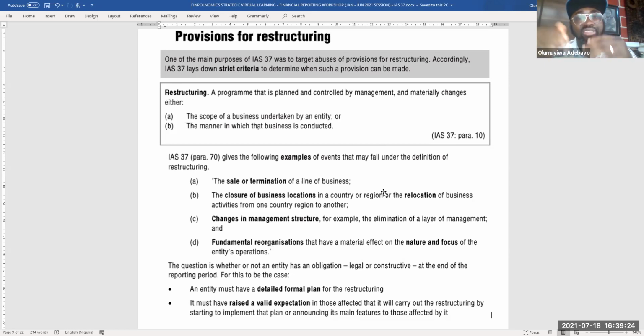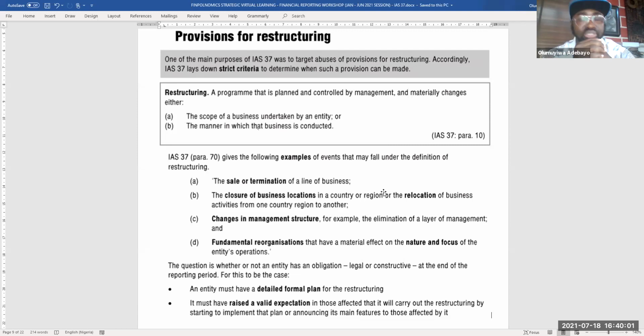Now, every cost associated with restructuring or incidental to restructuring is what we call restructuring costs. But the question then is, are all restructuring costs going to be provided for since they are future costs? If you go back to our discussion earlier, we said you don't provide for future operating losses, but can we provide for future costs? If you want to provide for future costs, certain conditions must be in existence, especially as it relates to restructuring.